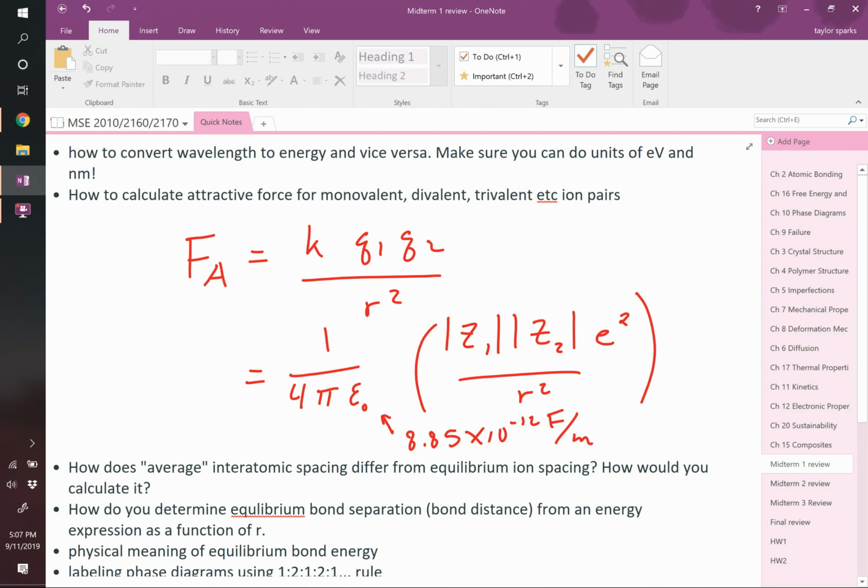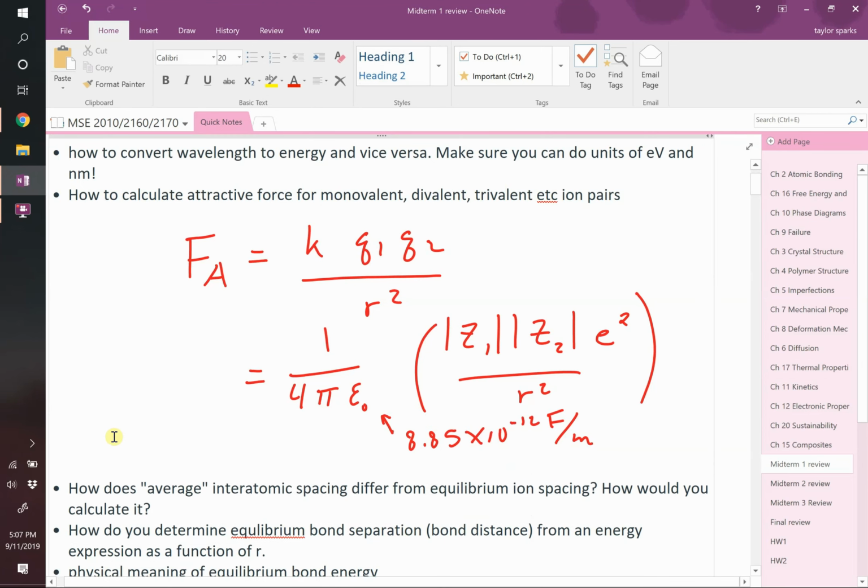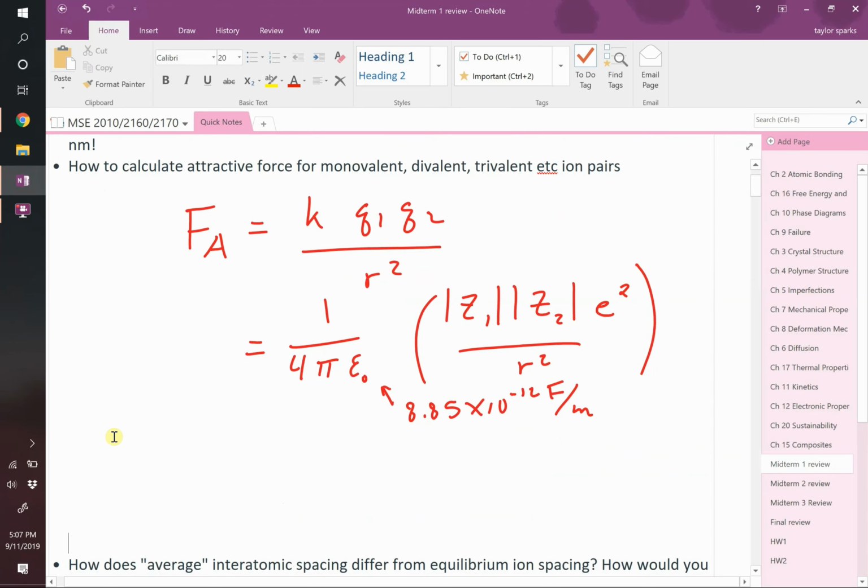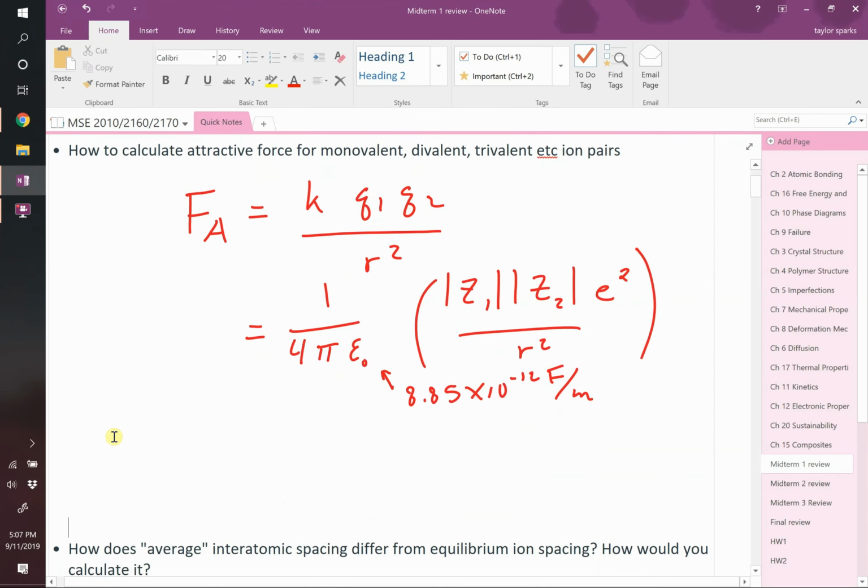So if you were going to do the example I said here, could you calculate it for monovalent, divalent, trivalent? Sure, we could plug those in. Let's do it for monovalent first. If this is a monovalent ion, then somebody calculate 1 over 4 pi epsilon naught. Somebody plug that in for us.